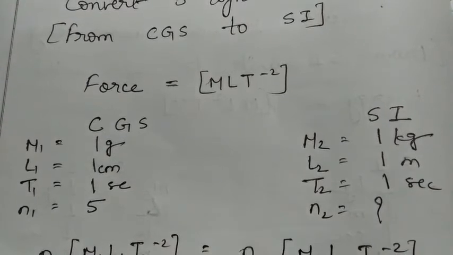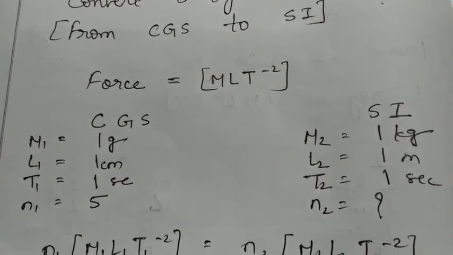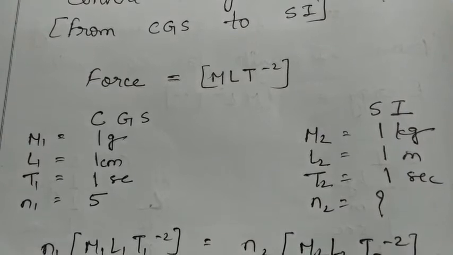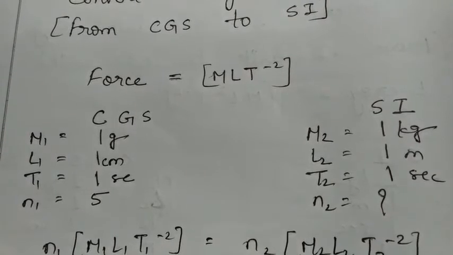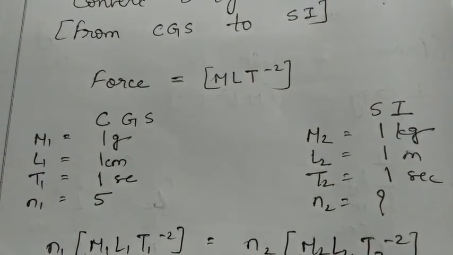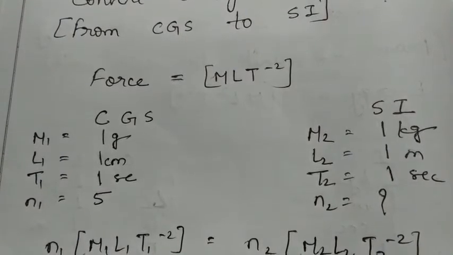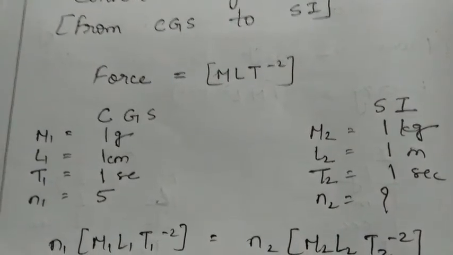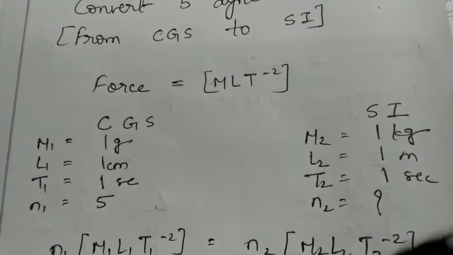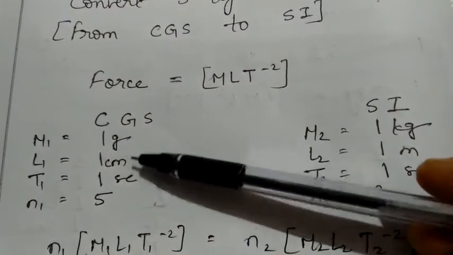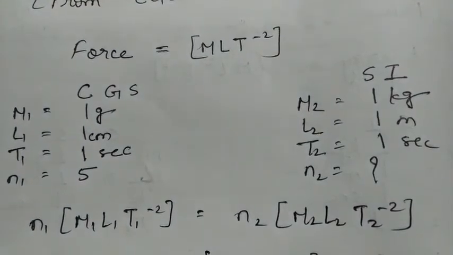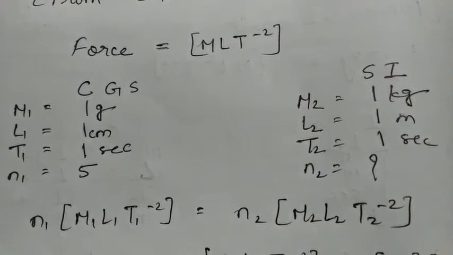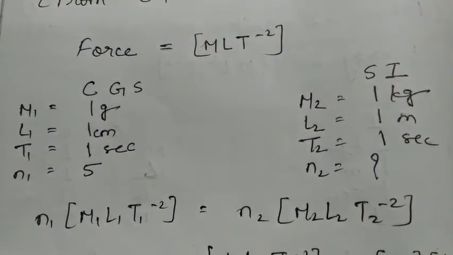First of all, let's see what the dimensional formula of force is. The dimensional formula here is MLT^-2. Now we have the known quantity in the CGS system. So all the values with subscript 1 we have taken in the CGS system, and unknown values with subscript 2 we have taken in the SI system. Here you can see M1 is 1 gram, L1 is 1 centimeter, T1 is 1 second and N1 equals 5. The SI unit is the unknown one. So M2 equals 1 kilogram, L2 equals 1 meter and T2 equals 1 second, and N2 we have to find out.